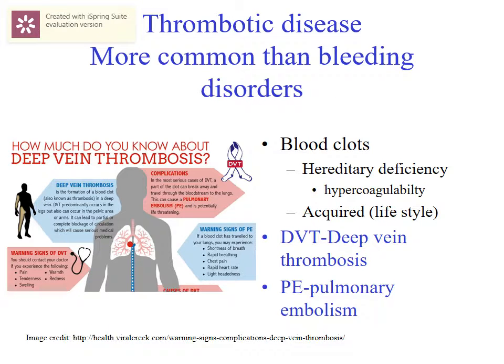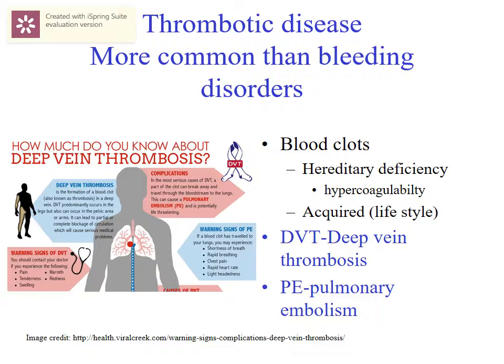Let's move now to the concept of thrombosis. So thrombosis is the idea of too many blood clots or the tendency to form blood clots. This is more common than bleeding disorders. So what we say is an individual has a hereditary deficiency or a hypercoagulability. Remember from an earlier slide, we talked about the anticoagulation, circulating blood factors. So when those aren't working properly or they're deficient, an individual has a tendency to form blood clots.